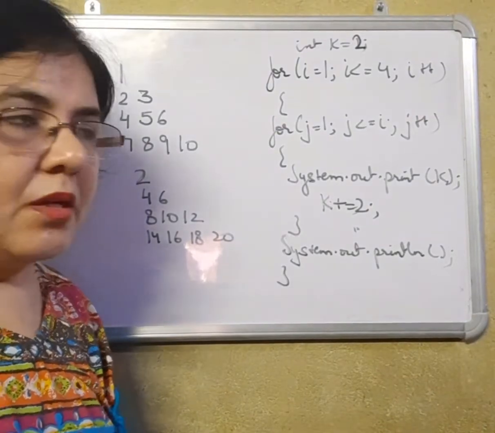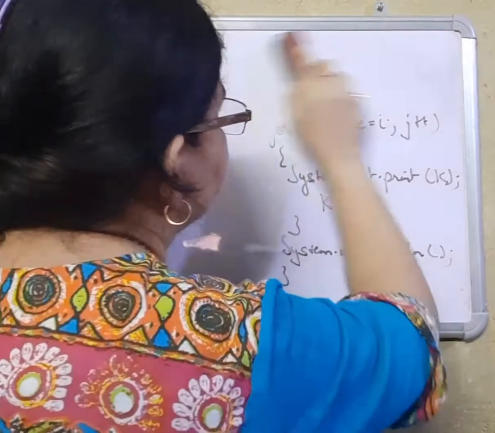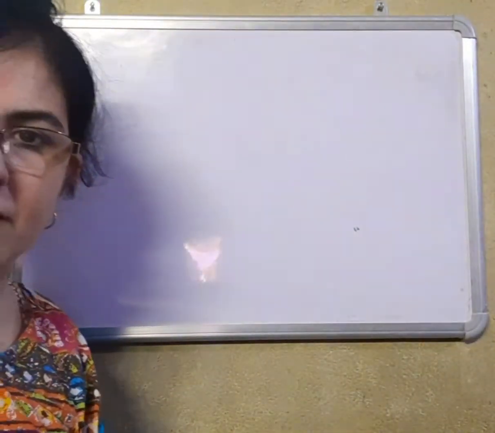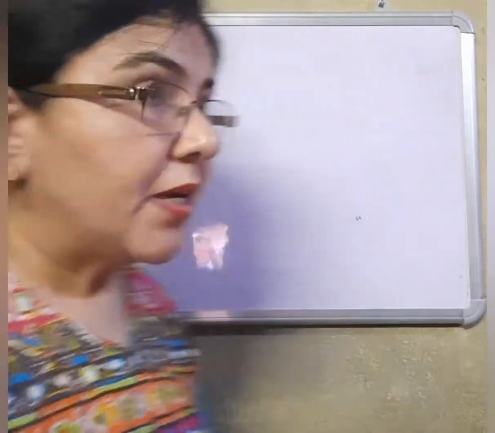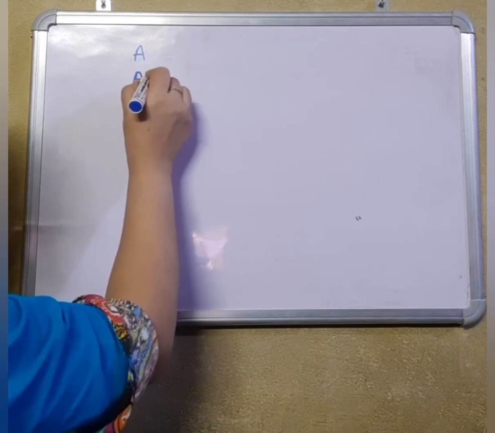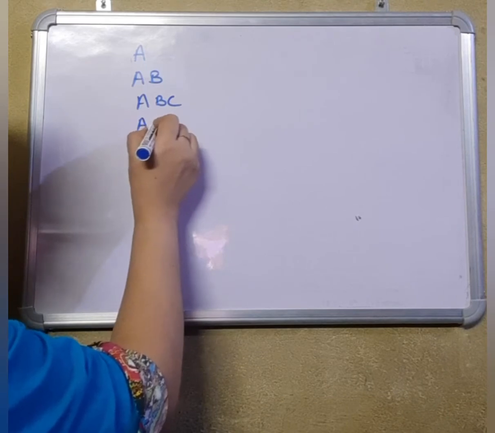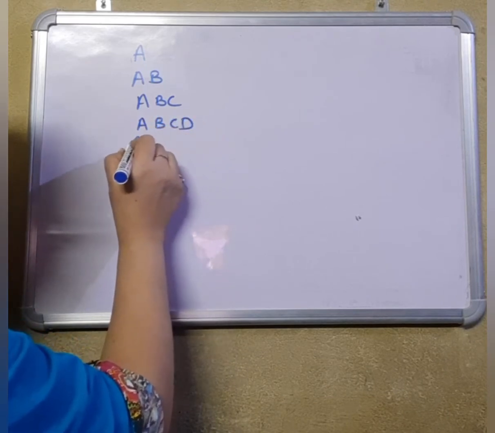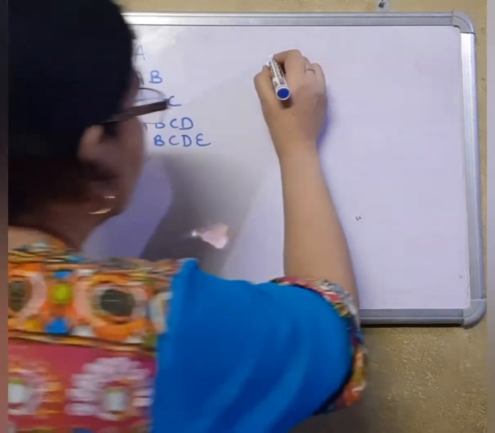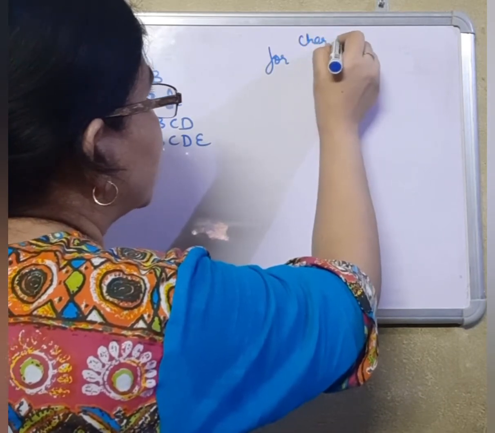Right? Now let's look at alphabetic patterns. For alphabetic patterns, suppose we are given here A, B, A, B, C, A, B, C, D. So here you will be declaring I and J as char. They will not be integers.